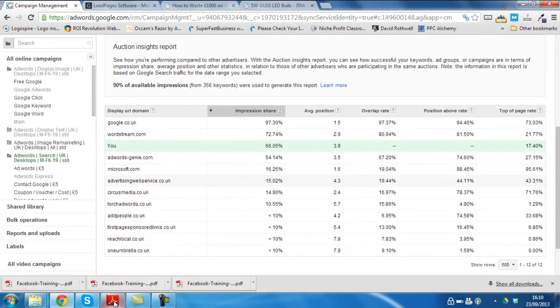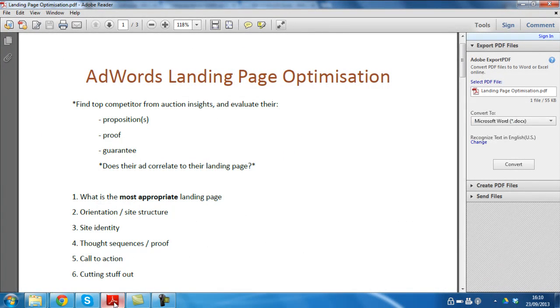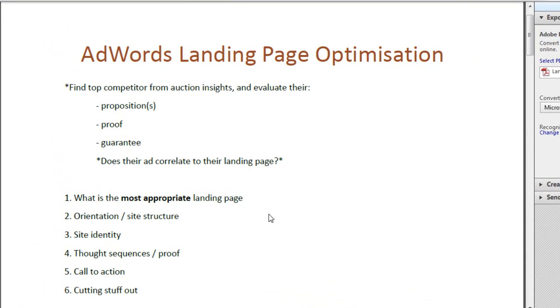And things that you want to look out for are what propositions did he make? So what offers did he make people? How did he back up those offers? Did he have any social proof? Did he make any guarantees? So a guarantee is a really good way to position yourself against your competitors. So do your competitors make any guarantees? And have a look at whether their ads really correlate to their landing pages. So does the landing page back up what the ad was saying? So that's the first thing to do.